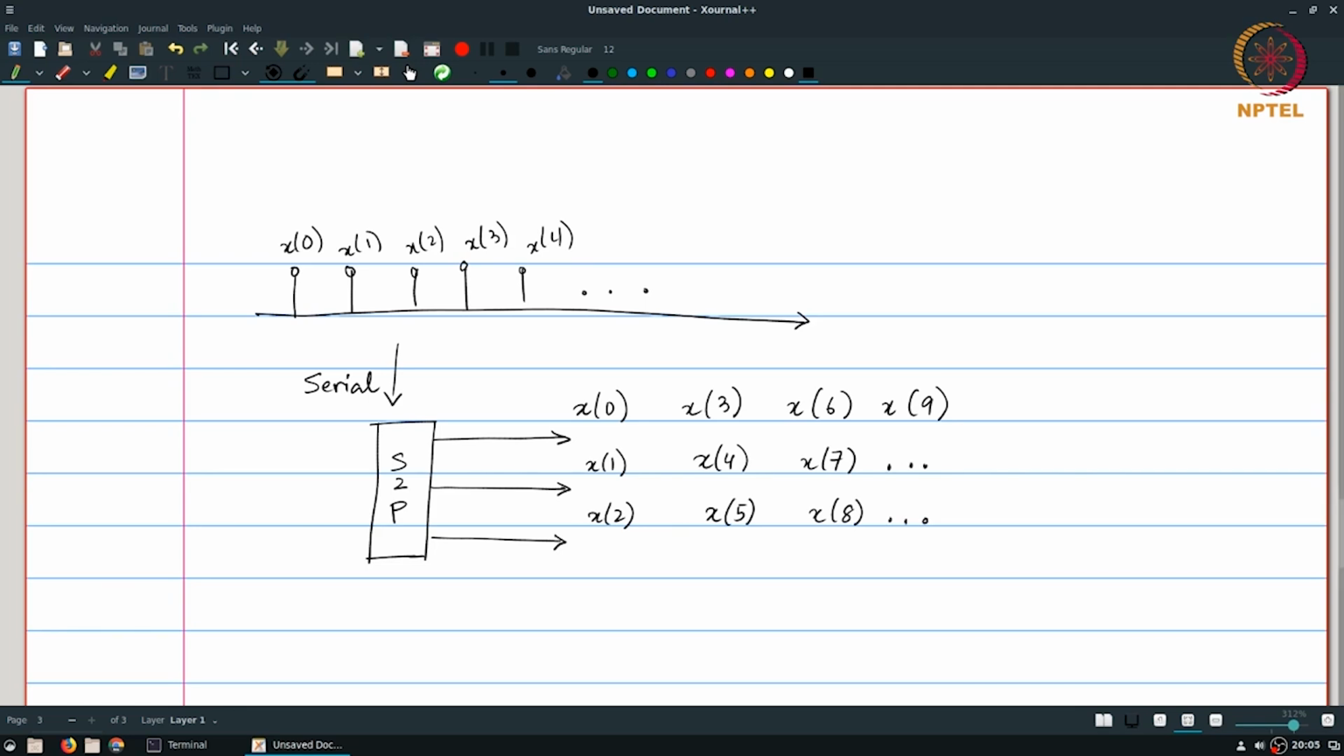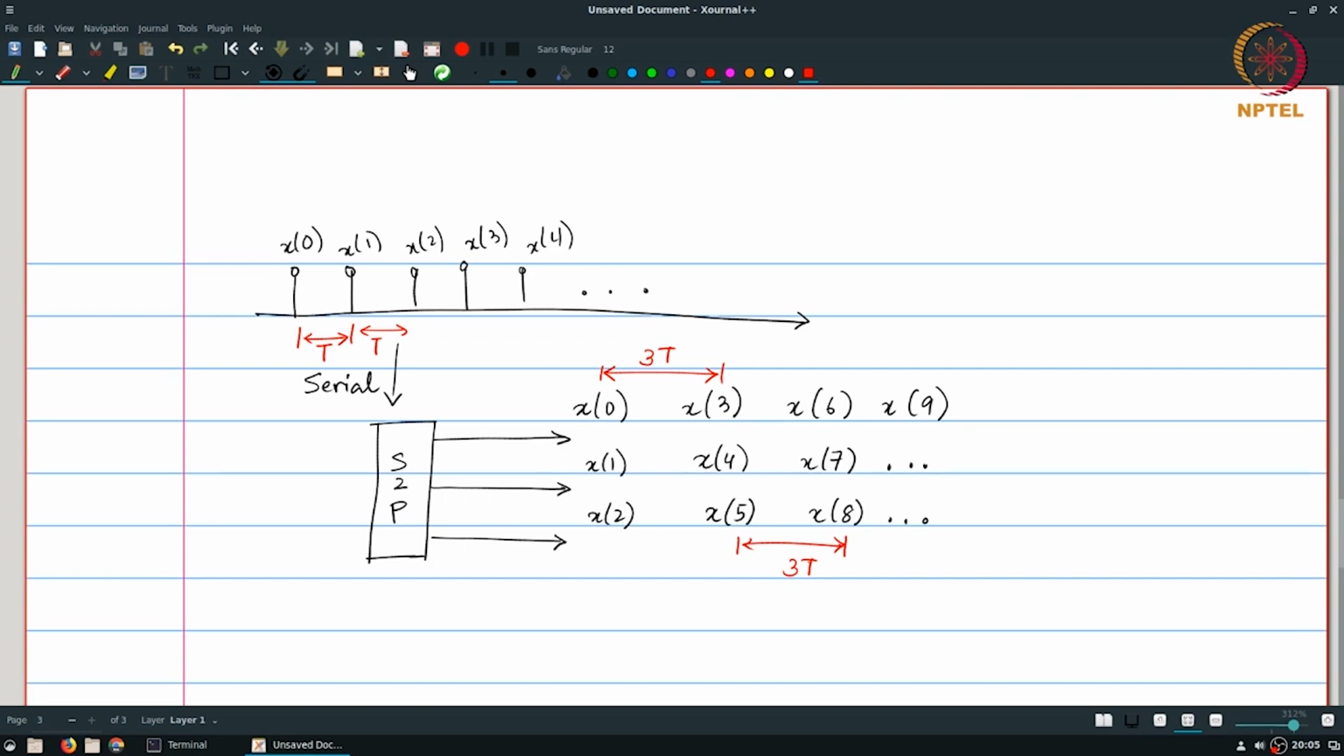Now, what have we achieved by doing this? The important observation is that if the time interval between samples at the input was equal to t, then the time between samples required here is going to be 3 times t. Because x of 5 is followed 3 original sampling periods later by x of 8, which means that the stream which carries x of 2, x of 5, x of 8 is changing only at 1/3 the rate or frequency of the original input sample stream.